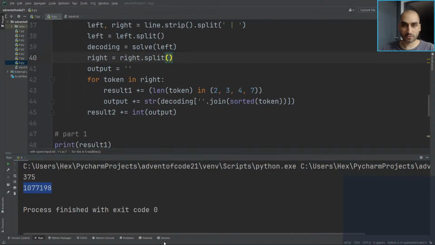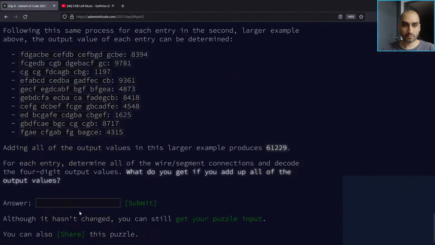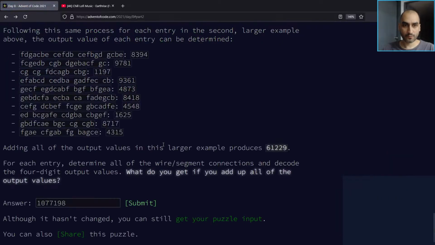Alright. Hopefully this works, because it's easy to get a few things wrong here. Nope, it's too high. I think the fact that this completes, so I think the idea of the process is correct. Just a mistake somewhere, I guess.